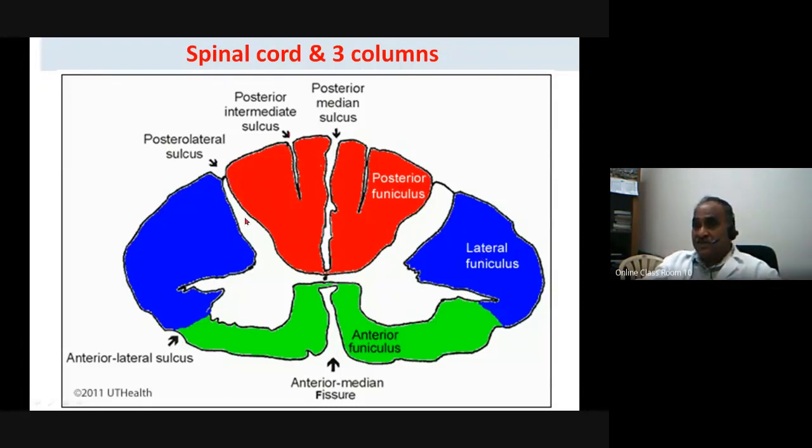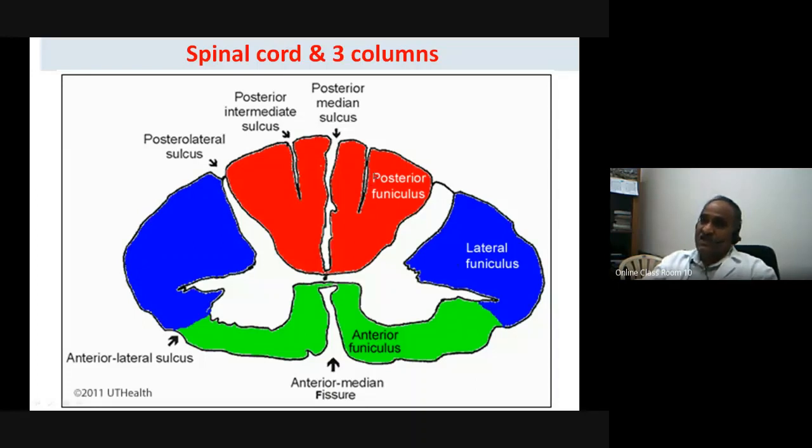This red segment is known as the posterior column, also known as the posterior funiculus. Now this is the lateral column or lateral funiculus. The blue one is the lateral funiculus, the lateral column. The green one is the anterior or ventral funiculus.